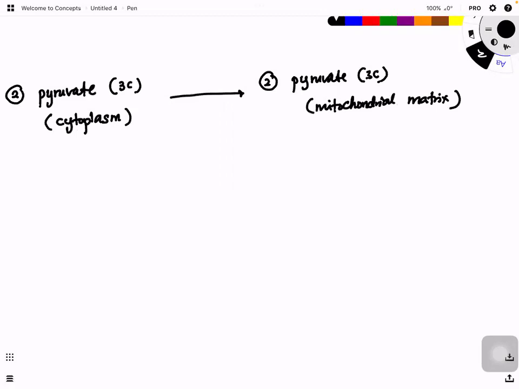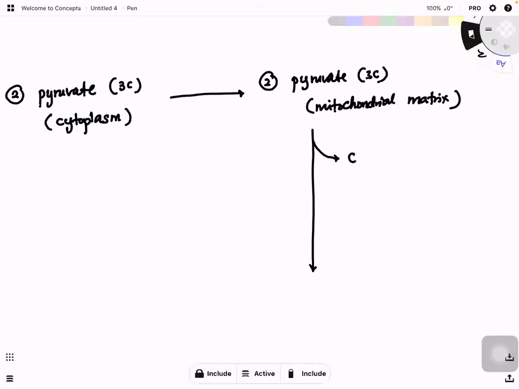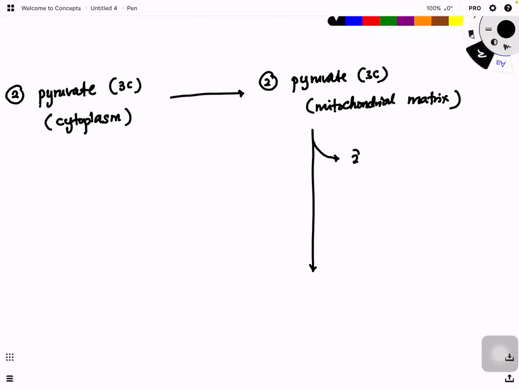Okay, so what do the pyruvates do? Pyruvates actually undergo a few processes. First, we have decarboxylation, CO2. So 1 pyruvate removes 1 CO2, so in total we have 2 CO2. The process also involves oxidation and reduction. So we have 2 molecules of NAD receiving the hydrogen atom to form 2 molecules of reduced NAD.